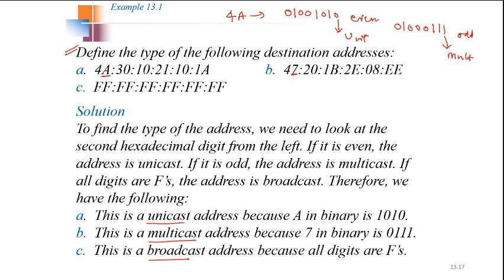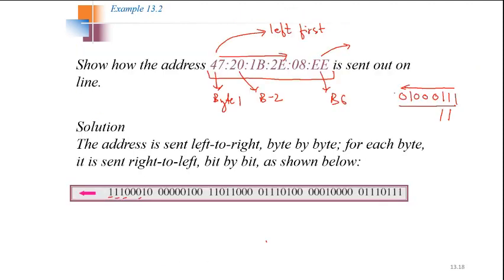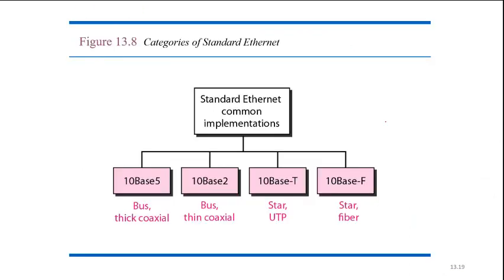Based on that, and if all the bits are 1, then it will be called the broadcast address type. Here it was 47, so this is byte 1. In that byte 1, this digit is odd, so it is multicast. This is how it is identified.